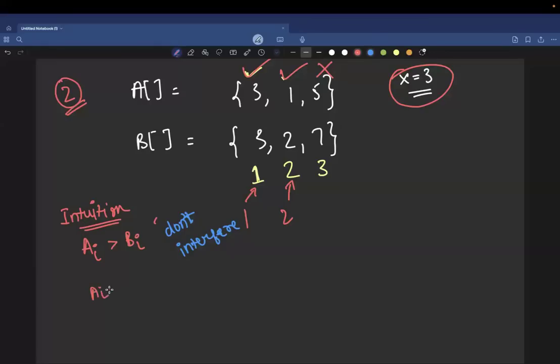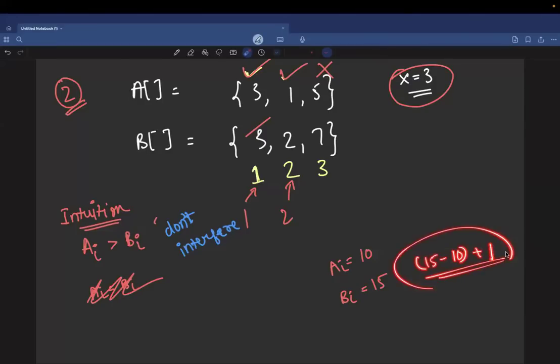If the number of votes are equal, then you can make candidate A win by just giving one vote. Similarly, if let's say candidate A has 10 votes and candidate B has 15 votes, then you would require to make the number of votes of candidate A 16. Basically, you would require 15 minus 10 plus 1 votes to make sure that candidate A wins in this state. This is the bare minimum you need to do.